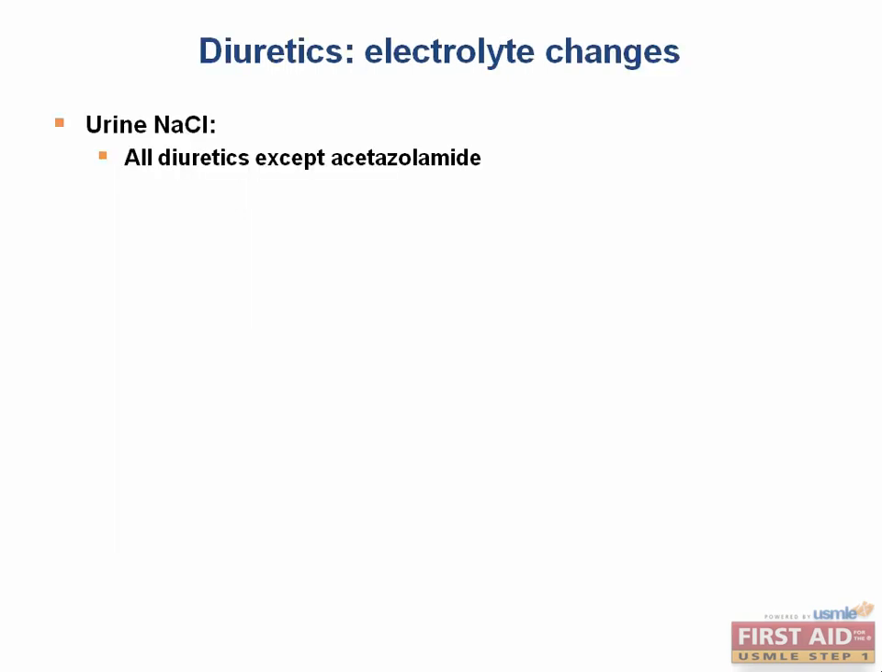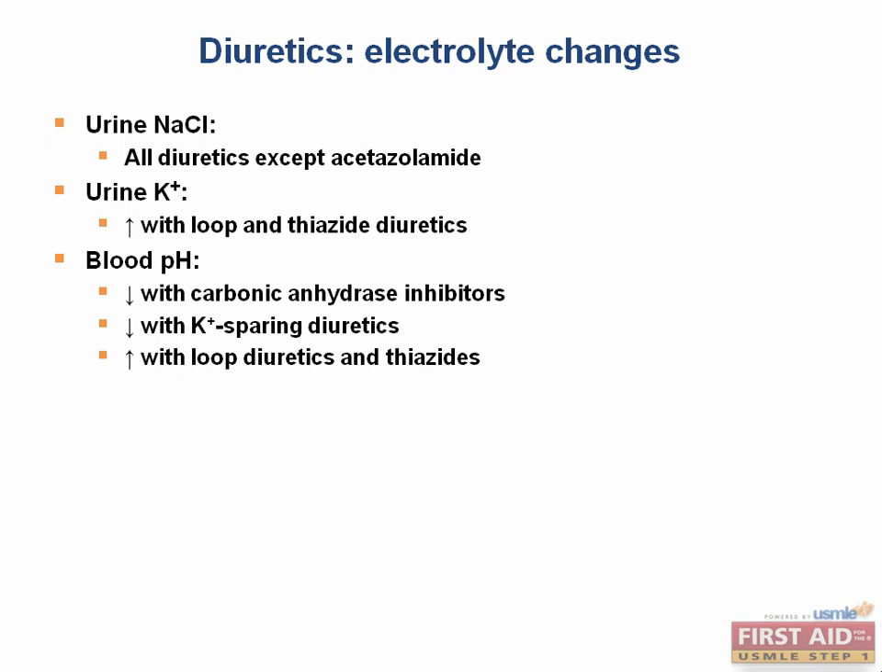Now let's look at what the overall effects of diuretics are on the electrolytes. All diuretics increase urine sodium chloride excretion, except acetazolamide, which increases the excretion of what? Sodium bicarbonate. Urine potassium is increased with loop diuretics and thiazide diuretics. Blood pH is decreased with carbonic anhydrase inhibitors. Why is this? Because they're increasing bicarbonate excretion.